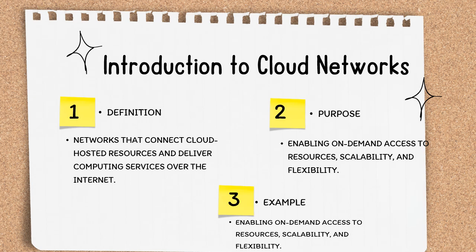If we are in need of those resources, we can access them, and if we do not need them anymore, we can release those resources. And there is scalability and flexibility. Scalability means that according to our need, according to our demands only, we can access that much amount of resources only. Examples of cloud networks are AWS, Google Cloud Engine, and many more.